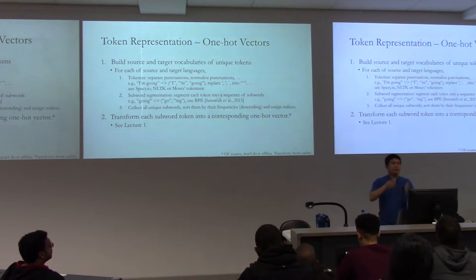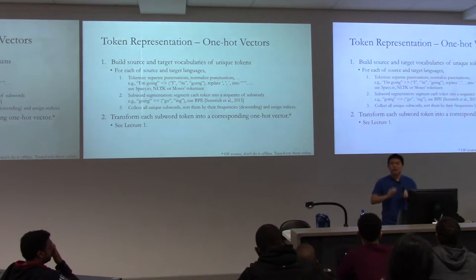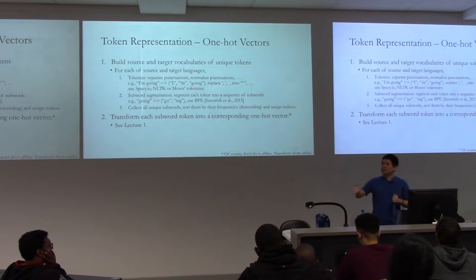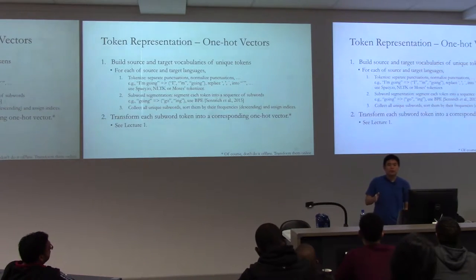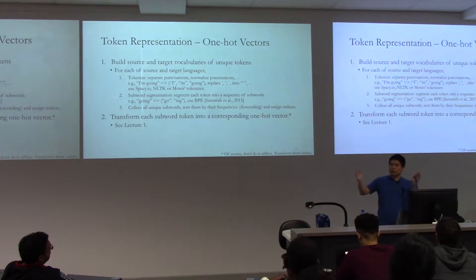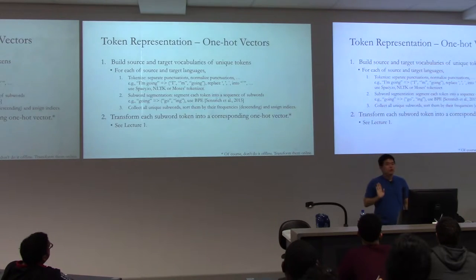So I'm going into a very practical side. I remember I said two days ago that you can do whatever you want, but in reality, in practice, you want to follow an established pipeline so that it is easier to do debugging and so on. So you do the tokenization, which separates the source sentence into tokens, separated by white spaces, and also normalizes the punctuation marks, right?